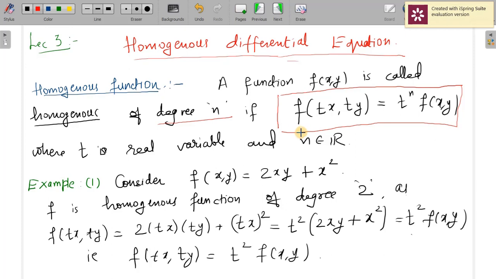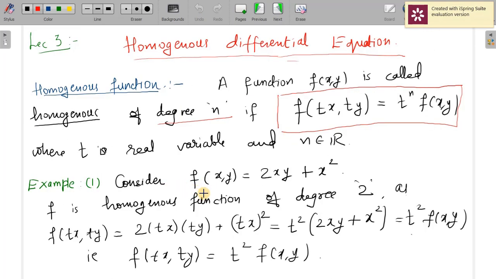So as of now we will talk about only two variables, f of x comma y, because we are discussing the function of first order. So f of tx comma ty is equal to t raised to n into the same function back as it is. If f satisfies this condition, then we say that the given function is homogeneous. Let me see some examples.